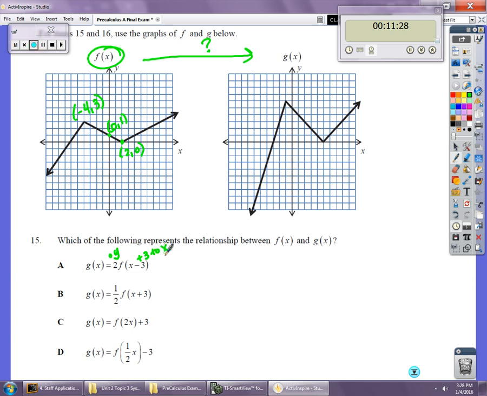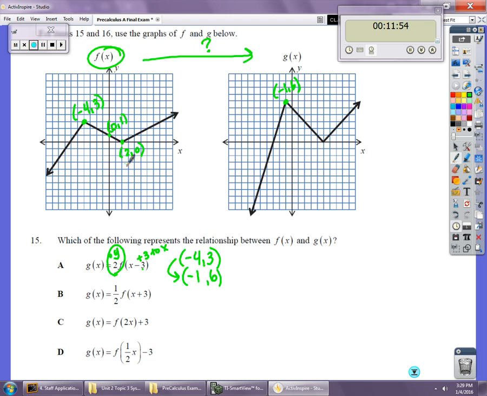So we can take the ordered pair negative 4, 3, and basically see if that works. I'm going to multiply the y by 2, and that would give me a 6. And then the x coordinate, I'm going to add 3. So this would give me negative 1, 6. So if this was the rule, this ordered pair right here should now be at negative 1, 6. Ooh, and actually it is.